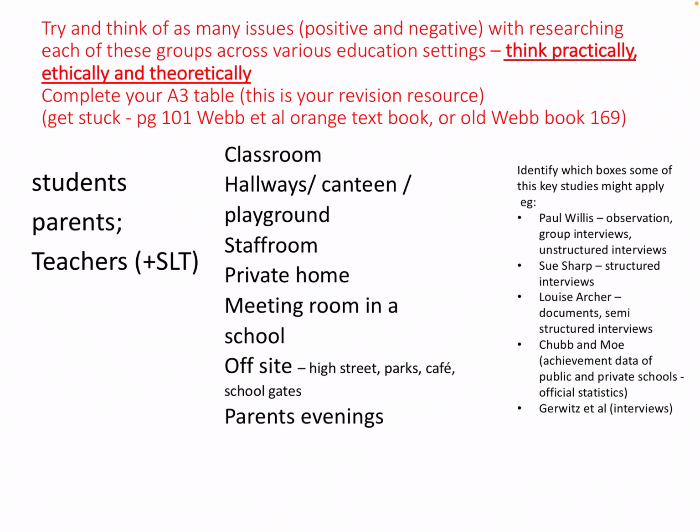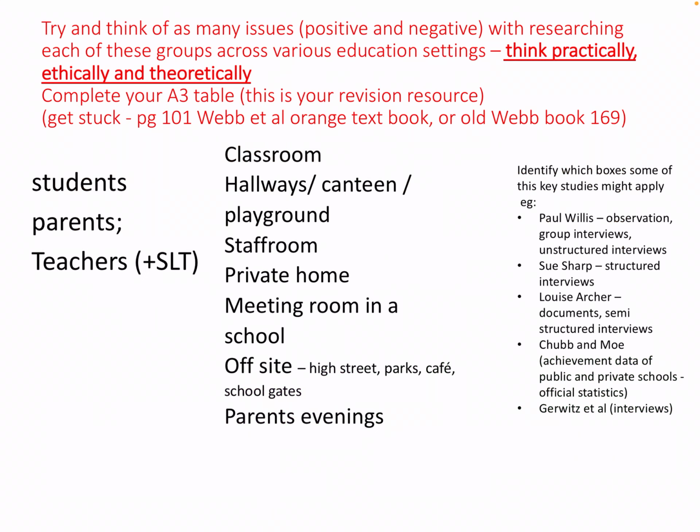The layout of that sheet, if I remember rightly, is that you have 3 columns with students, parents and teachers at the top, and then down the left hand side of your A3 paper you have all these different research settings, where I'd like you to annotate what you think it would be like doing research in those different settings for those different groups, and any problems or strengths of doing it in that context.